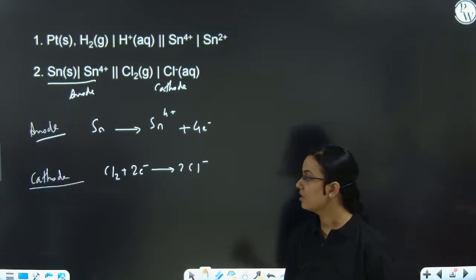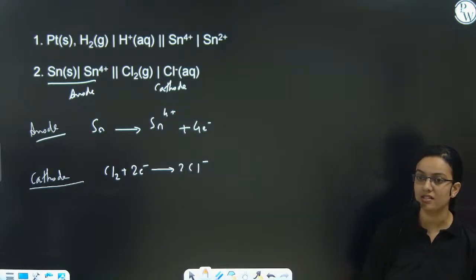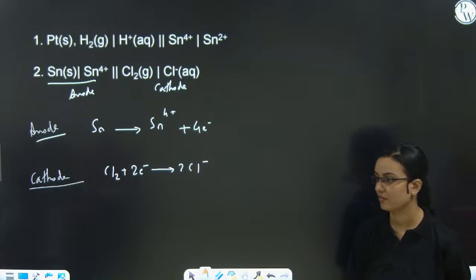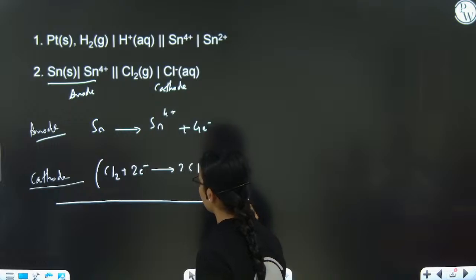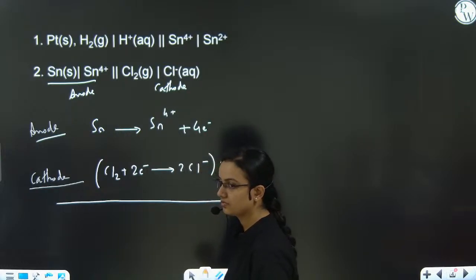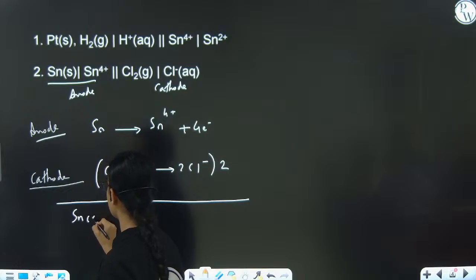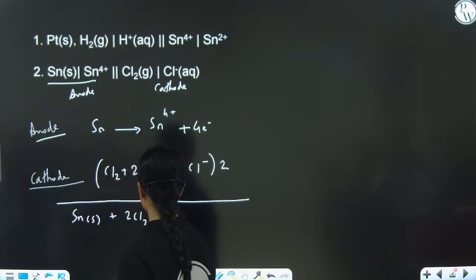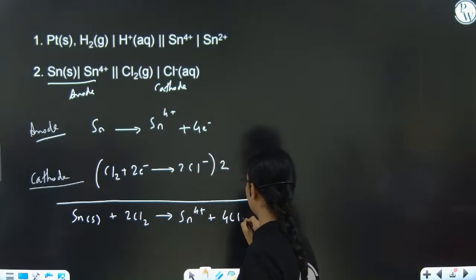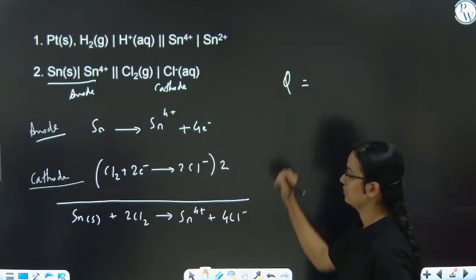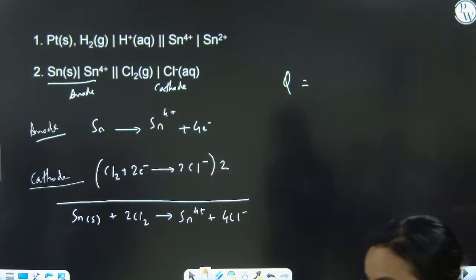Here in one equation you have 4, here you have 2. Then what will you do to balance electrons? You will multiply this equation by 2. Your net cell reaction will be Sn plus 2Cl2. Q value you write.